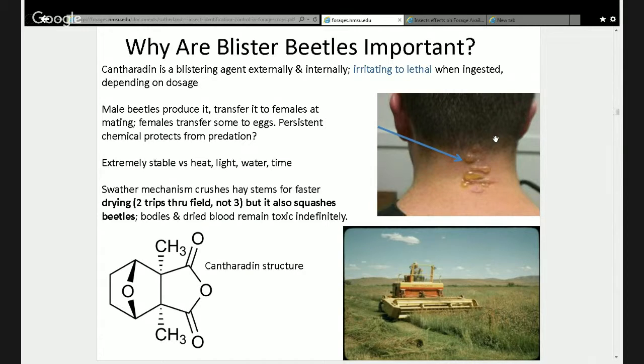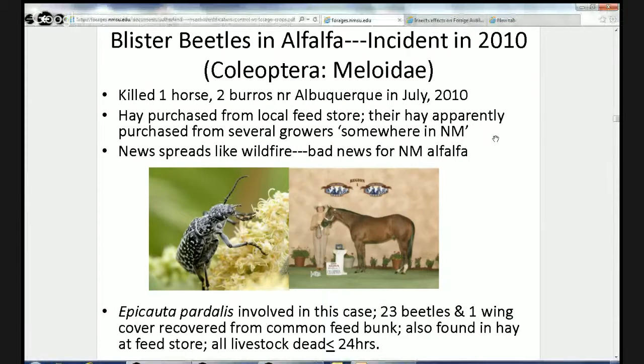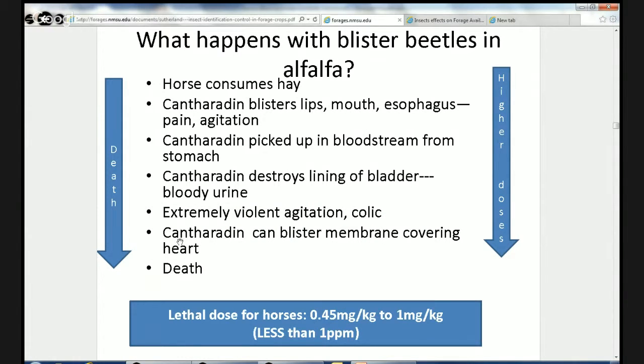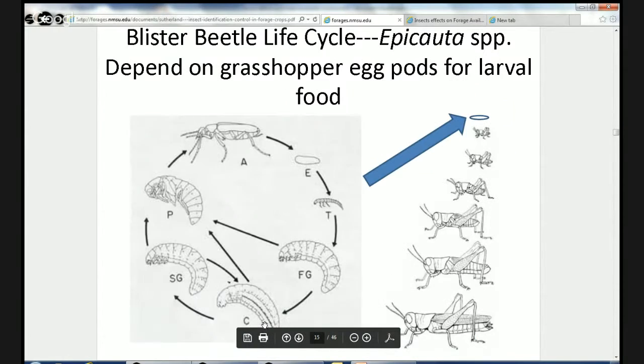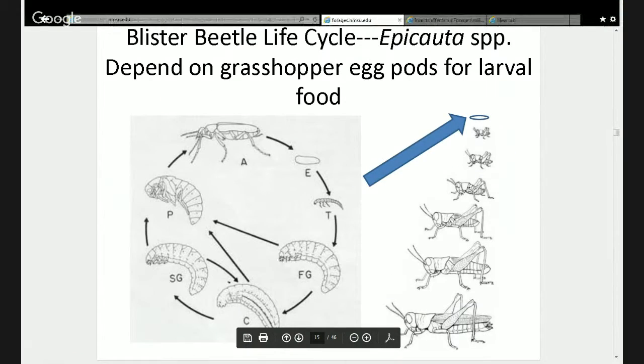Blister beetles. Here's an incident in 2010. Very sad. Killed one horse. Then basically nobody wanted to buy hay from the source because clearly nobody wants their animal to die. And you can see here death as a result. Okay, so lethal dose for a horse, you're talking 1 part per million. That's not a whole lot. That's a whole lot of little. That's just insane to me.